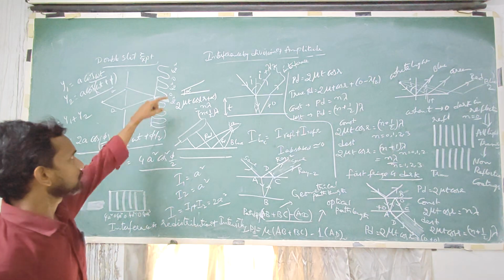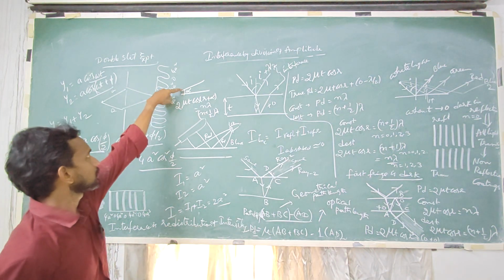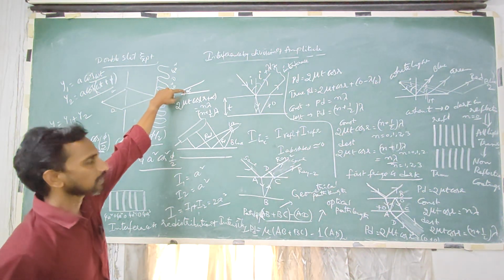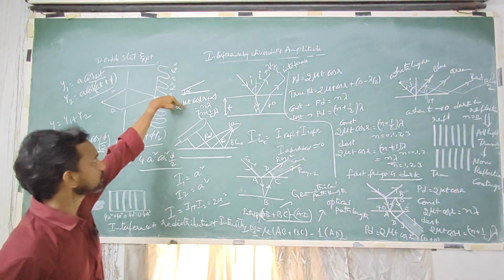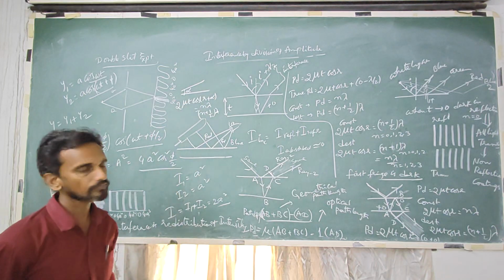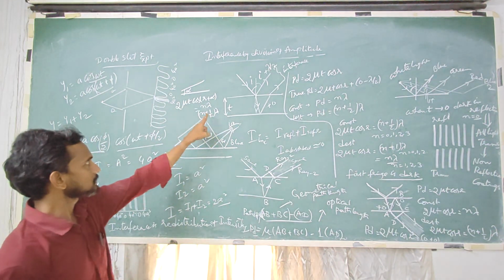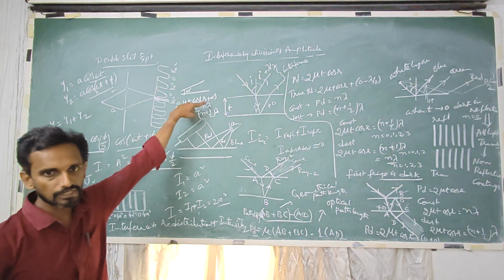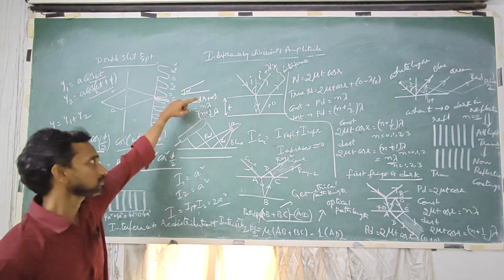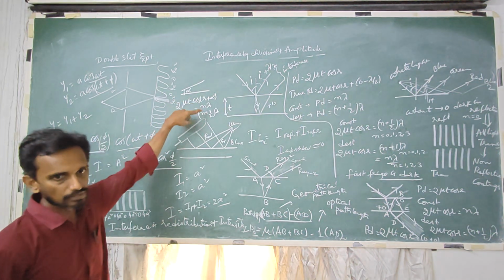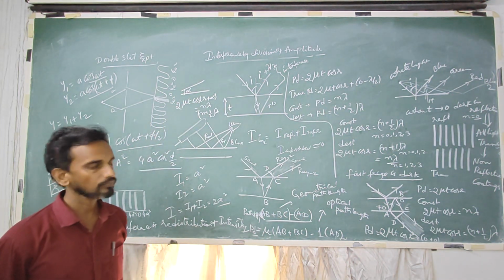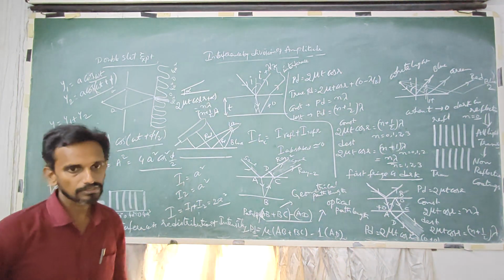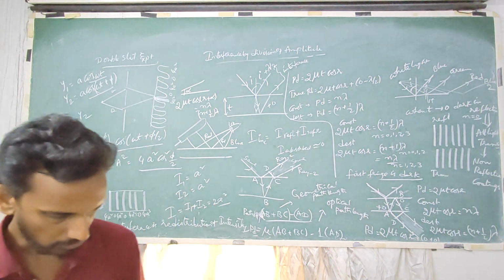So if the upper and lower surfaces of the film are making an angle alpha, then the equation becomes 2 mu t cos(r plus alpha). And the conditions are the same. In reflection, (n plus half) lambda is constructive interference, n lambda is destructive. And in transmission, n lambda is constructive, (n plus half) lambda is destructive. So the only difference is r plus alpha.